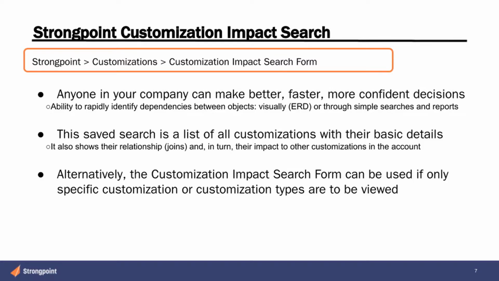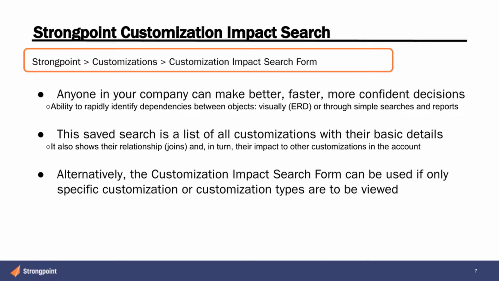The next thing we're going to look at is our impact search forms. So there are two versions of this. We have the ERD and the custom impact search form. What this does is make sure that everybody in your organization is an expert with the ability to rapidly identify the dependencies between your objects. So visually, the ERD, the entity relationship diagram, or through the customization impact search form, which is a baseline search view, again, of those same interdependencies.